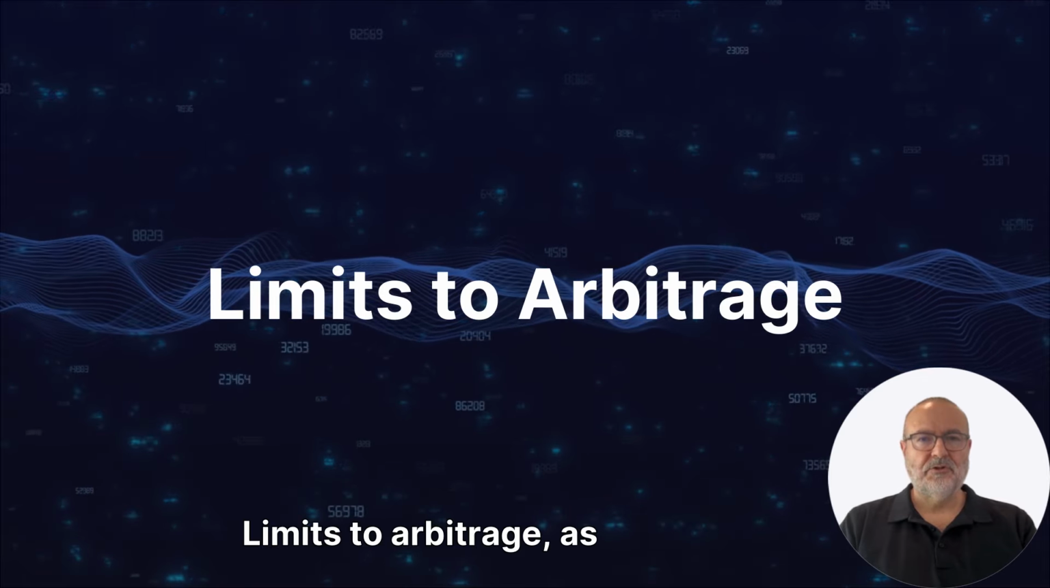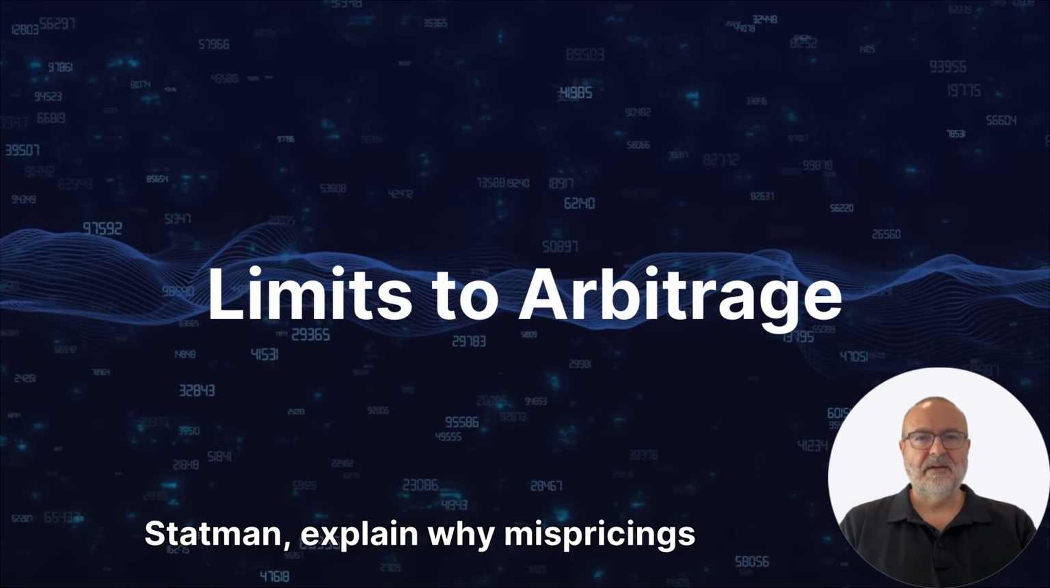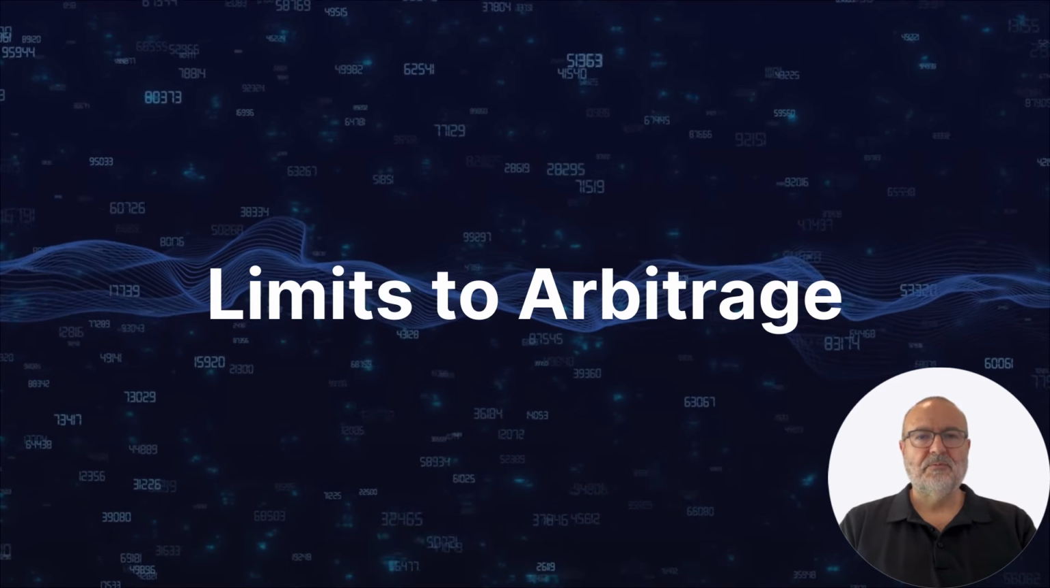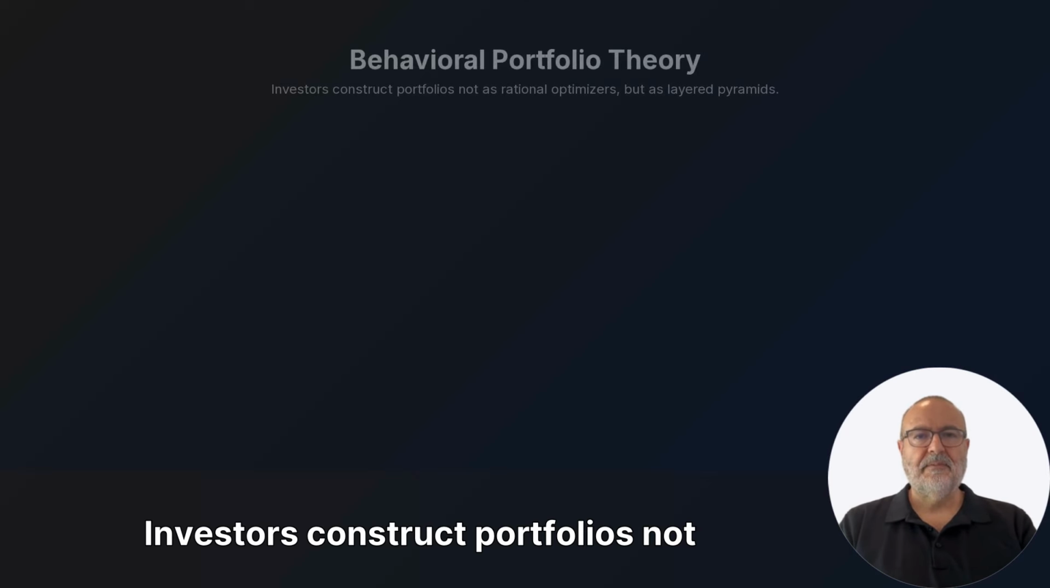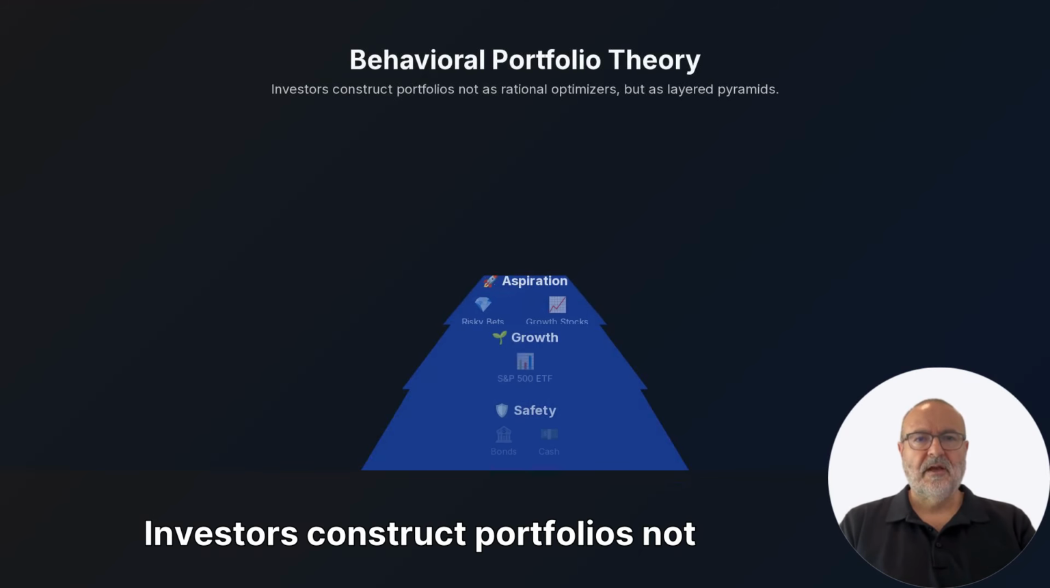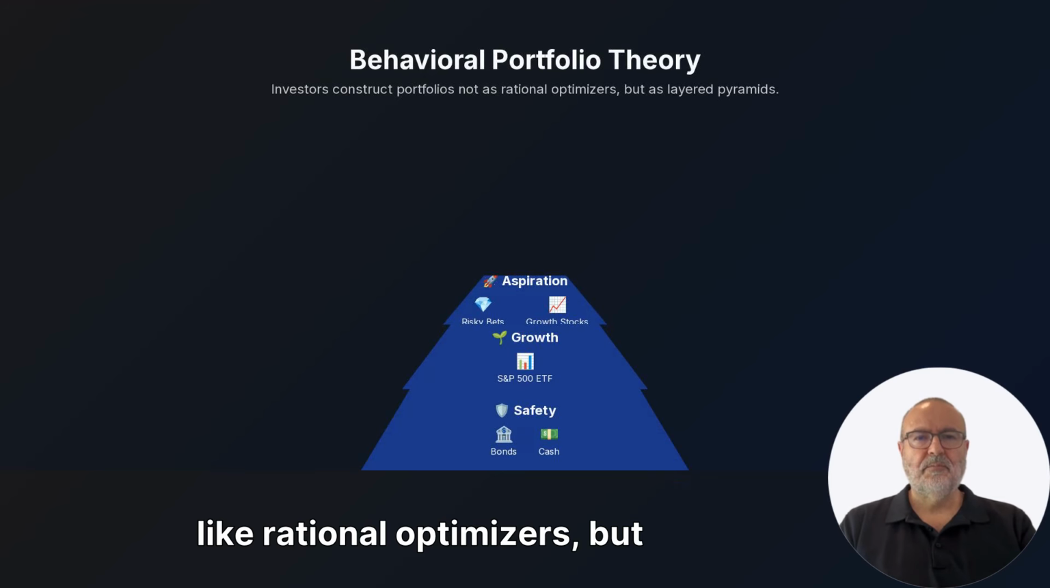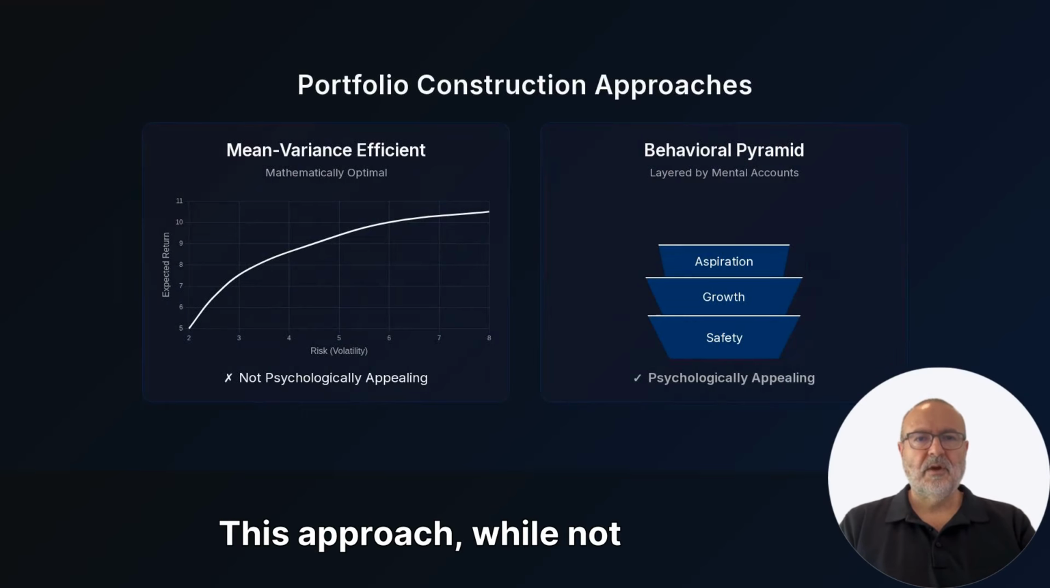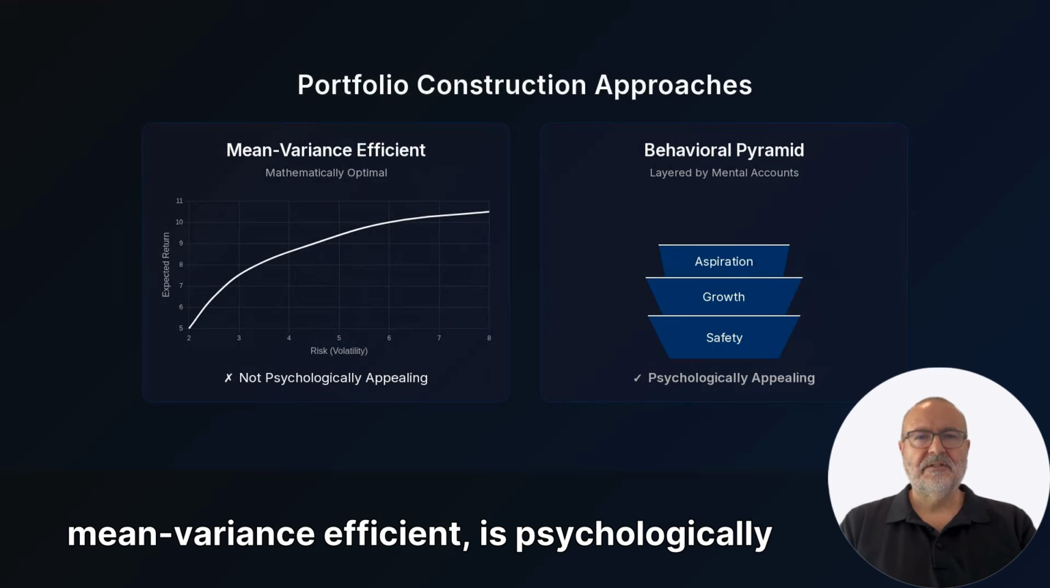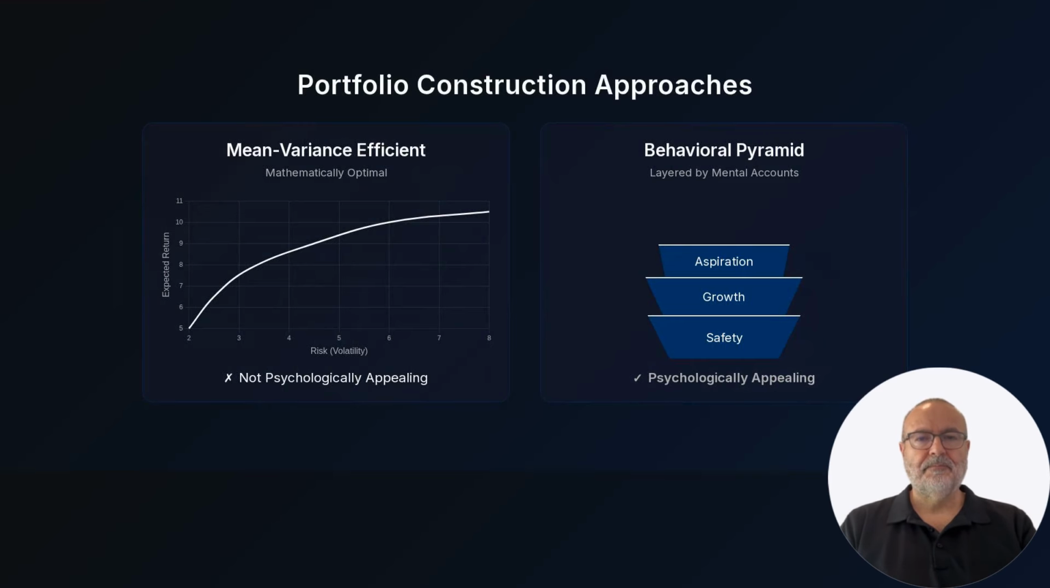Limits to arbitrage, as proposed by Shefrin and Statman, explain why mispricings persist. Investors construct portfolios not like rational optimizers, but rather like layered pyramids. This approach, while not mean variance efficient, is psychologically appealing.